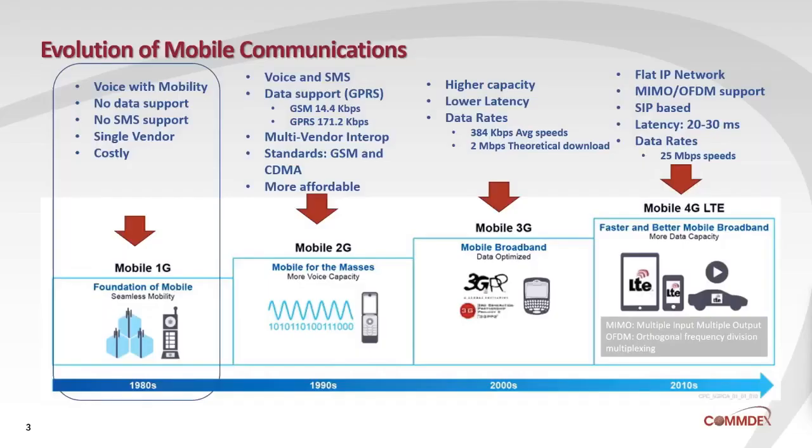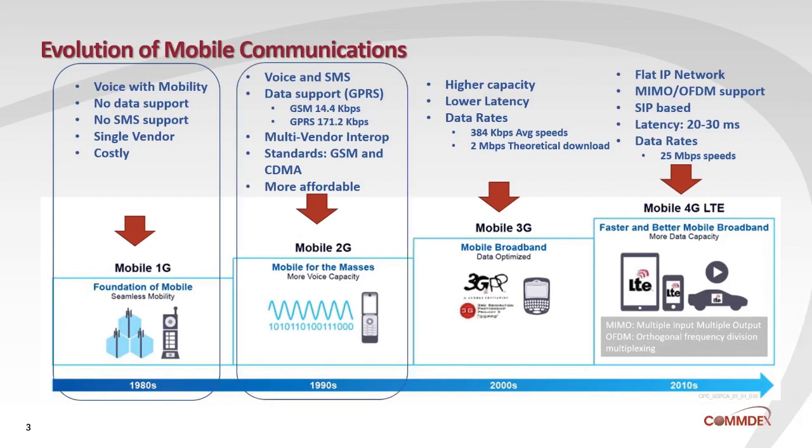So let's talk about the evolution of mobile communications. Back in the 80s, 1G was introduced to the marketplace. Its main focus was to provide voice service with mobility. It did not have support for data or SMS service. One of the biggest drawbacks was the lack of interoperability among vendors. This made the service very expensive to the end user.